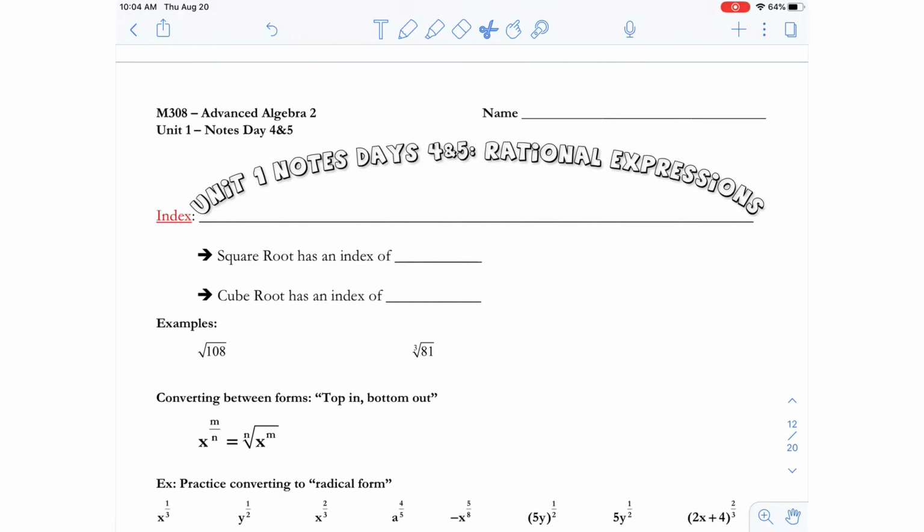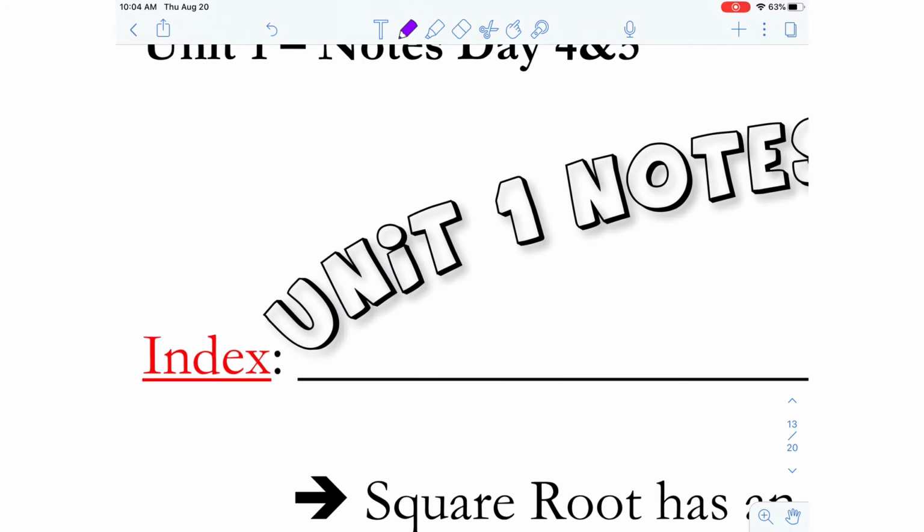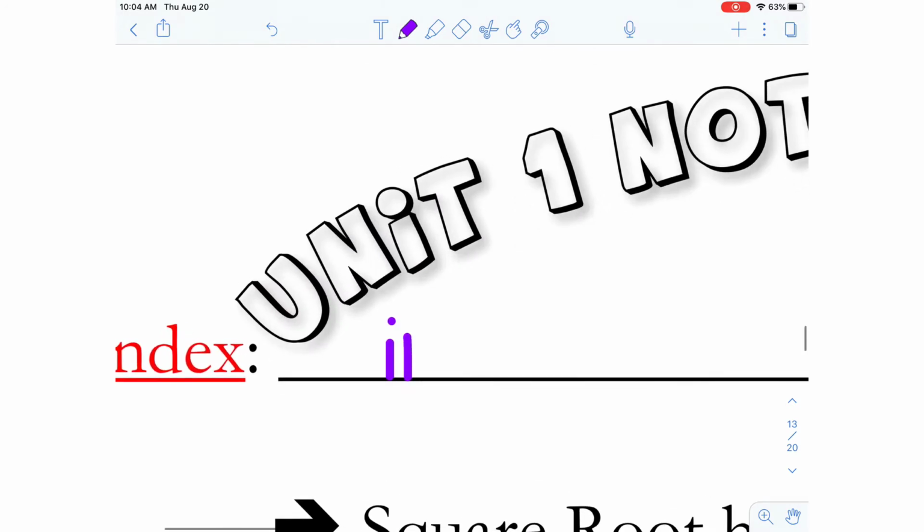Hey class, we are going to do a quick intro to Unit 1 Notes Day 4. To get us ready, these notes are a little long, so you need an intro. We've talked about some of this already, so let's just get it officially down into our notes.